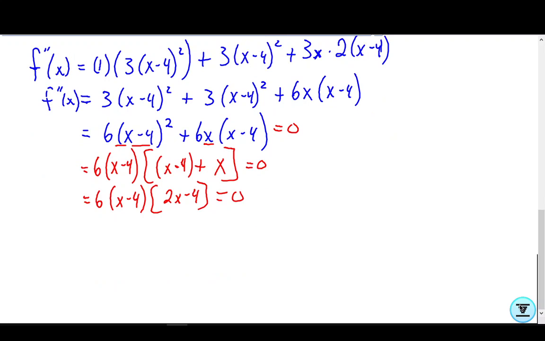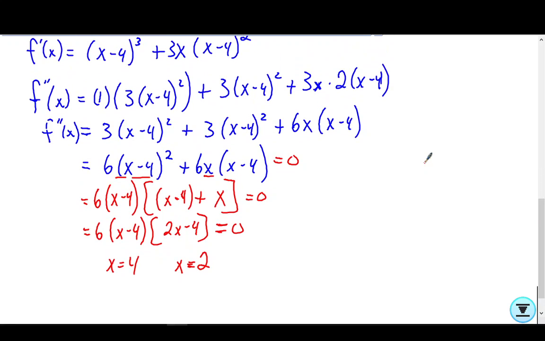So we got a little more algebra to do, but basically our critical points are 4, and when you solve this, you move the 4 to the other side, divide by 2, and you get x equals 2. Those are your two critical points. Okay? Now, we do the same thing we did before, set up our number line.